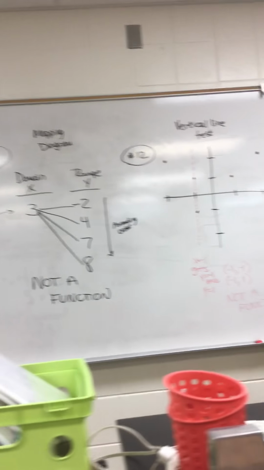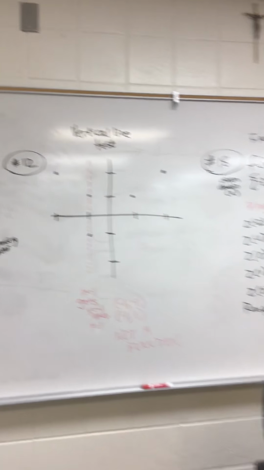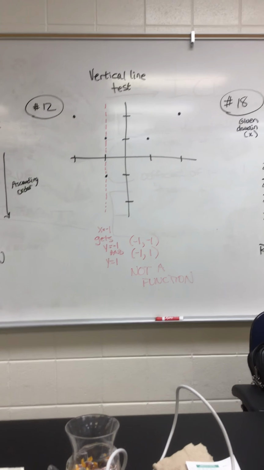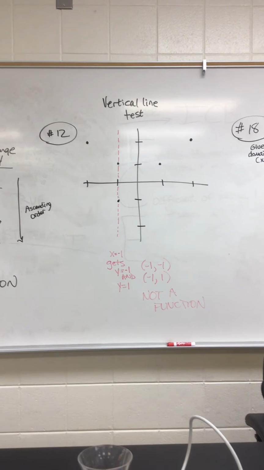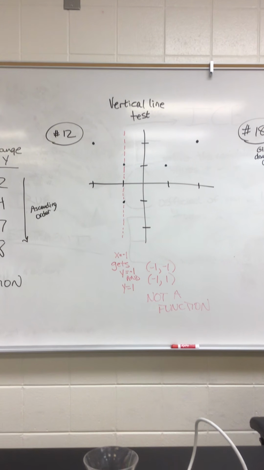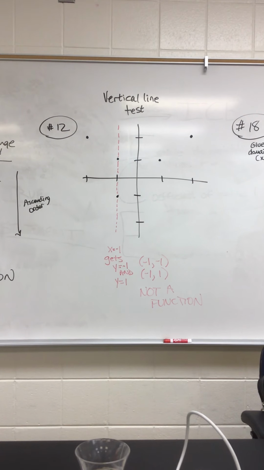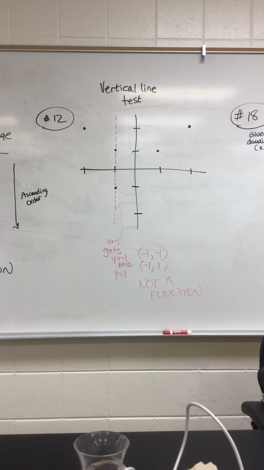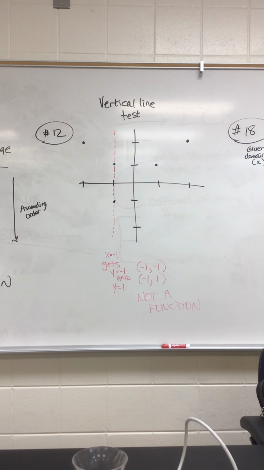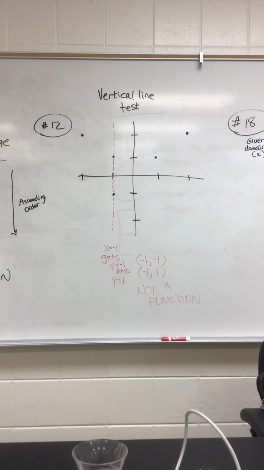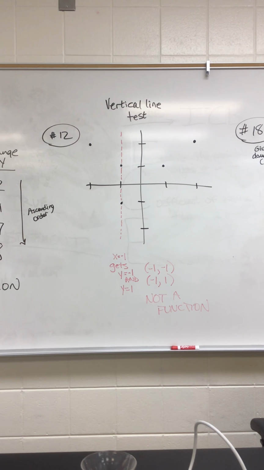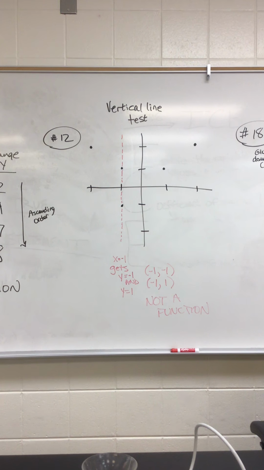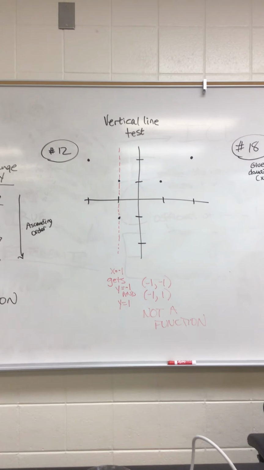Number 12. Let's look at the vertical line test. The vertical line test helps us determine whether something's a function if we're given a graph. This particular graph was just dots; it didn't have the red line on it. This is number 12 on your homework. It was just these random dots, and we're supposed to determine whether this is or is not a function. When I look at this, I know that if I put in an X and I get out the same Y every time, then it's a function.